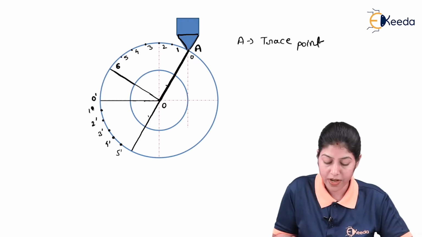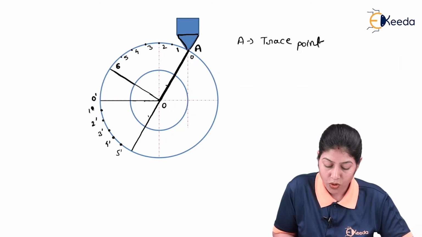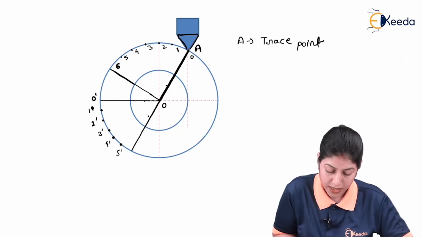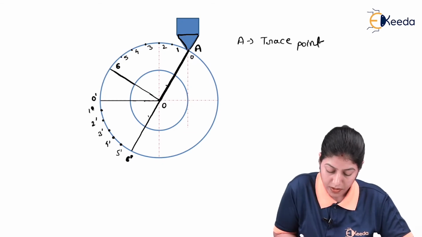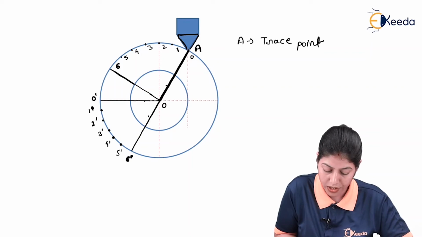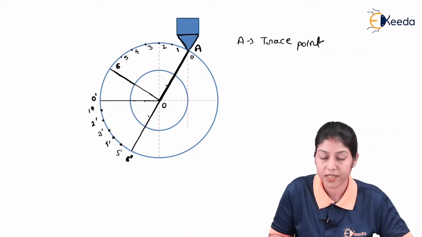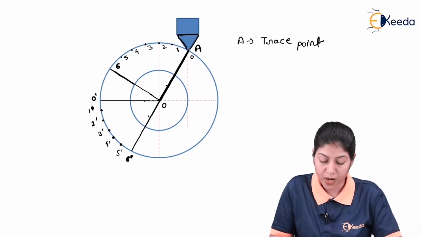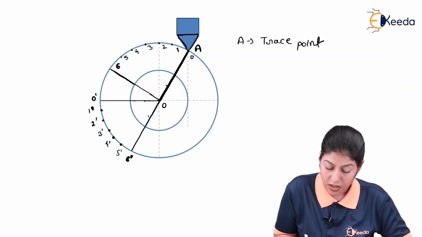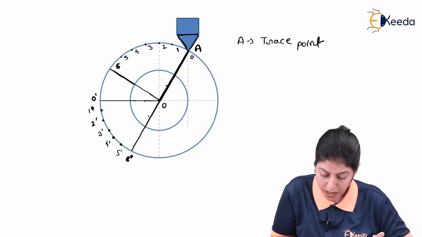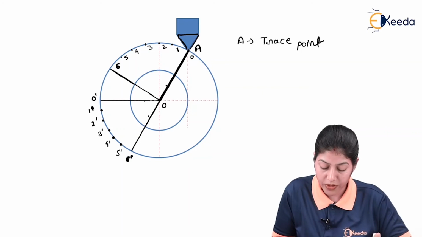So here we have divided this outstroke into 6 number of parts as 1, 2, 3, 4, 5, 6, and this return stroke into 6 number of parts from 0 dash to 1 dash, 2 dash, 3 dash, 4 dash, 5 dash and 6 dash. So here we have 6 number of parts. Now here the procedure is something different from the previous case.